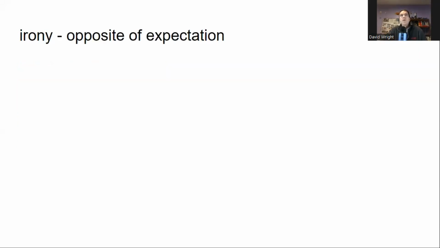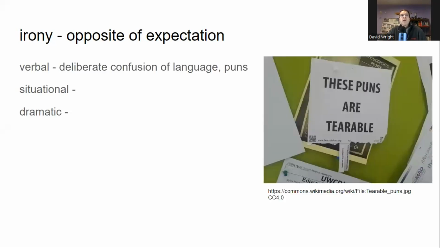Irony. Irony involves something that is the opposite of an expectation. There are three kinds of irony: verbal, situational, and dramatic. Verbal irony involves the deliberate confusion of language, such as a pun. These puns are terrible. So you get the idea. Terrible sounds like they're really, really bad, but no, they're terrible. You can tear them off and bring them with you.